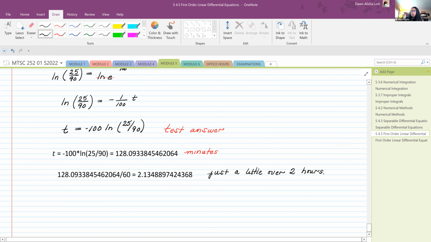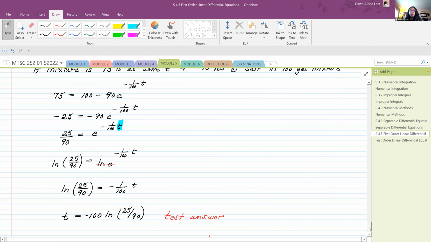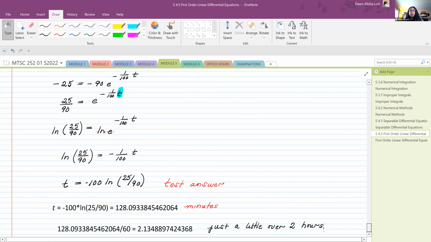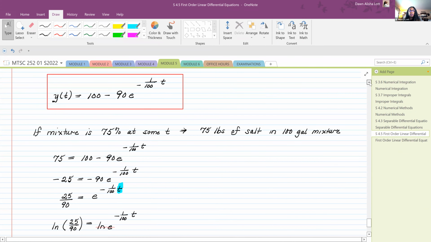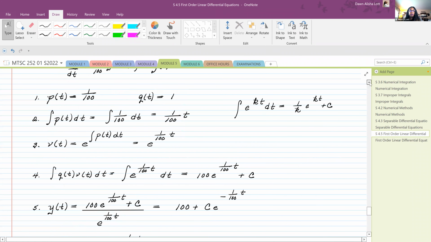Okay, any questions about this problem? Okay, they can make these problems much more difficult. That is, the rate in may not equal the rate out, which means the tank could fill up or the tank could run out of water. I'm not going to hold you responsible for those kinds of problems on the exam.